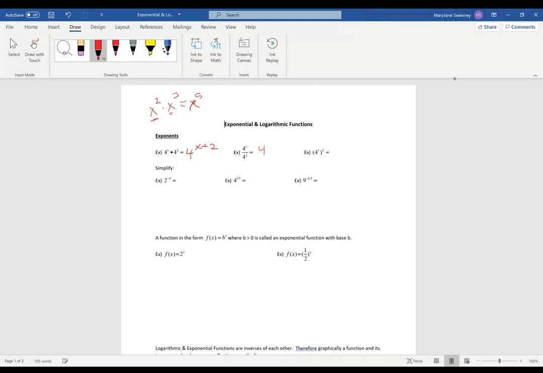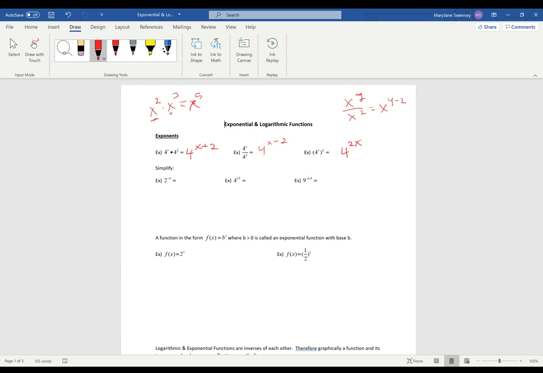Division, you subtract, so this would be 4 to the x minus 2. So again, keep the base. So if it was x to the y, let's say, over x to the second, it would be x to the y minus 2, right? You'd subtract exponents. Power raised to a power, you multiply. So this is 4 to the 2x, x times 2.